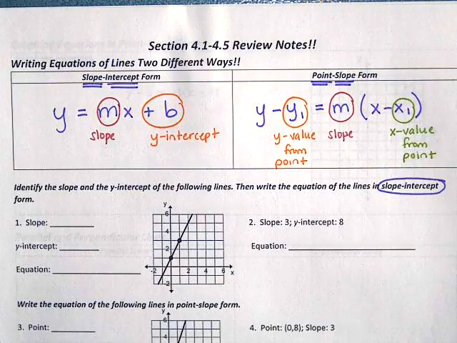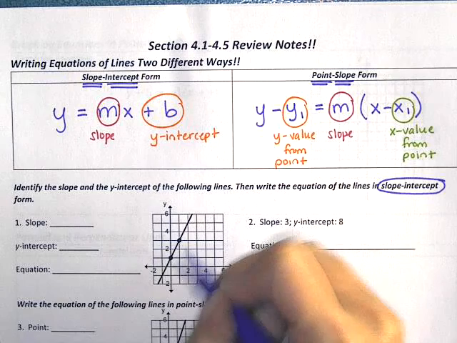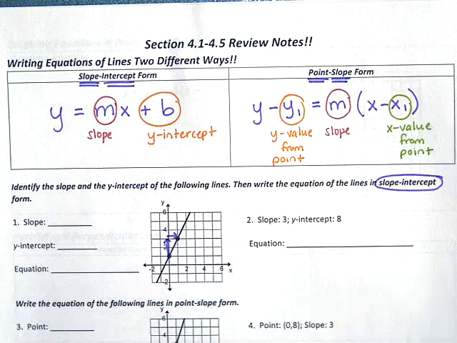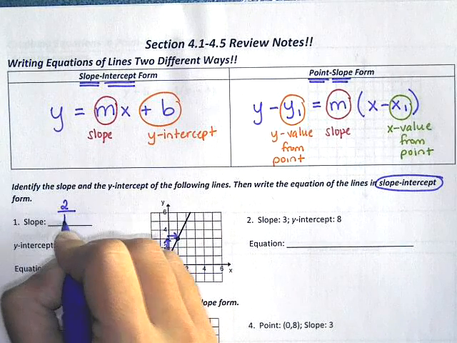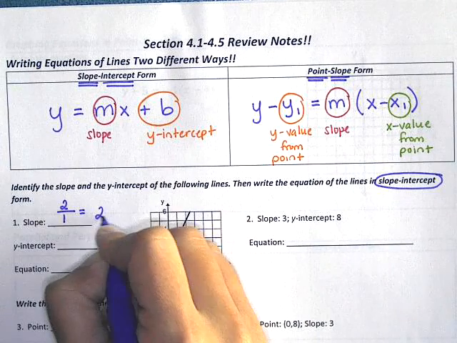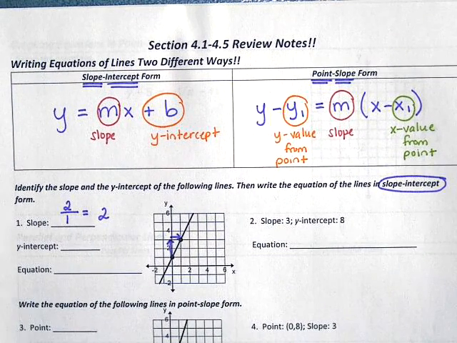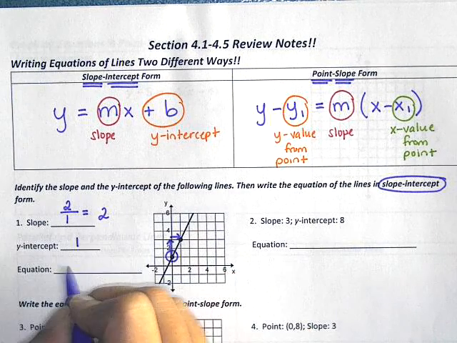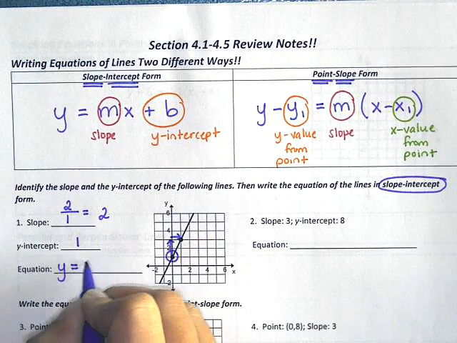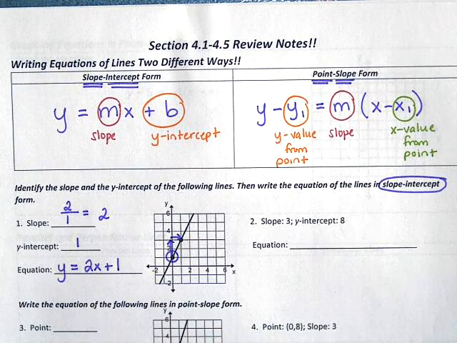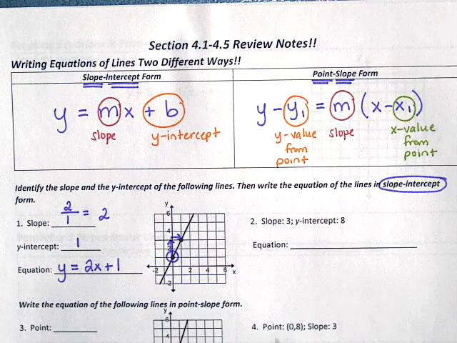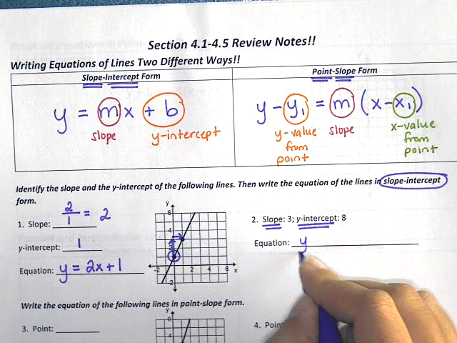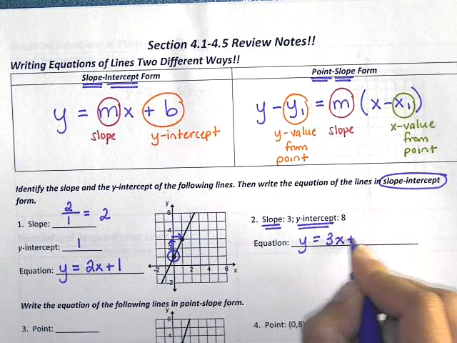So first, let's find the slope and the y-intercept. If I look at this graph, the slope would be calculated by looking at rise over run. Now on this picture, I would rise 2, run 1, which means it would reduce to a positive 2. The y-intercept is just where we cross the y-axis, which is at the positive 1. So if I put those things together, I would get y equals 2x plus 1, and I'm done. In problem 2, it flat out tells me this is the slope and this is the y-intercept. I don't even have to find them. So all I would do is put it together and say y equals 3x plus 8.